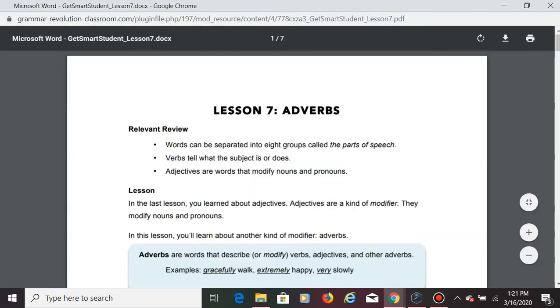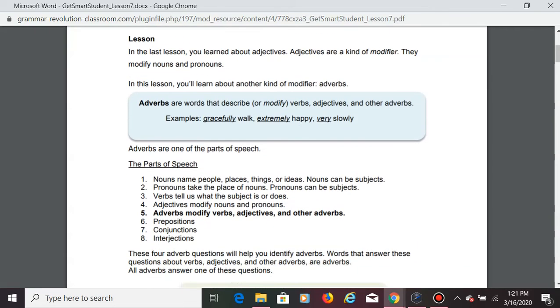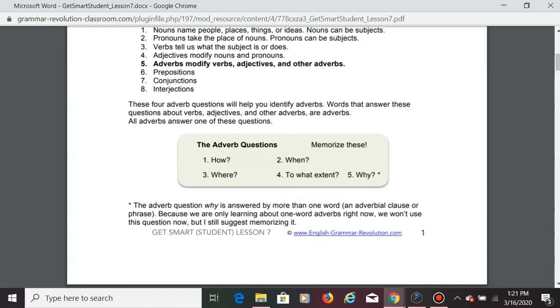Make this nice and big. Okay. Now, the things you need to remember are the adverb questions: how, when, where, to what extent. These are the four that you need to know right now. Don't worry about why.